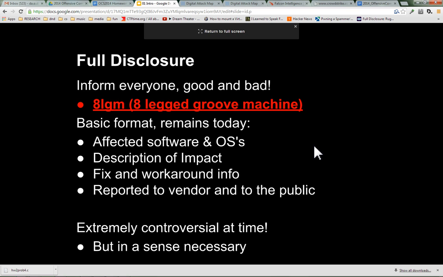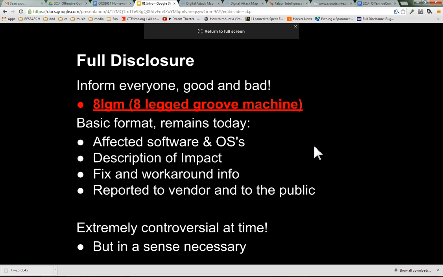It's a text-based report. It describes the affected software and operating system, a description of the impact of the vulnerability if it were to be exploited, what the attacker gains access to and what they can influence, and a potential fix and workaround info, and whether or not they've reported it to the vendor and who else before this.